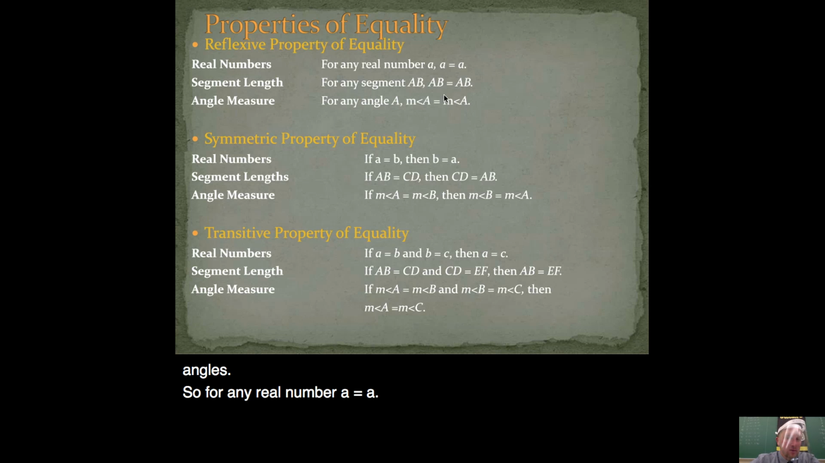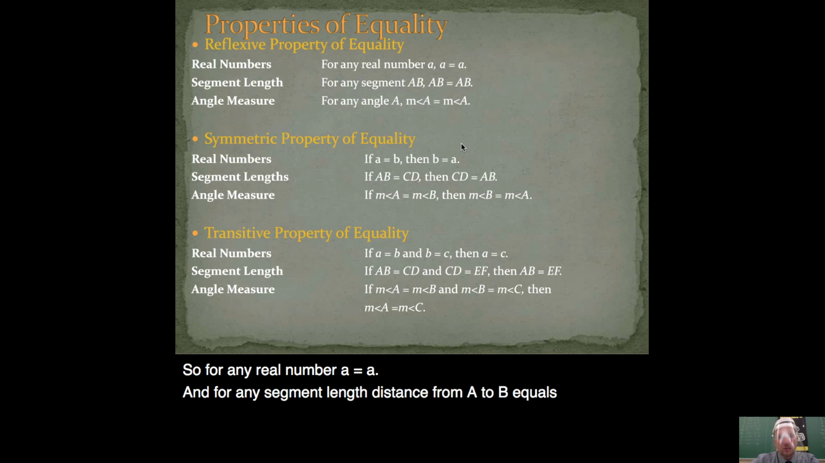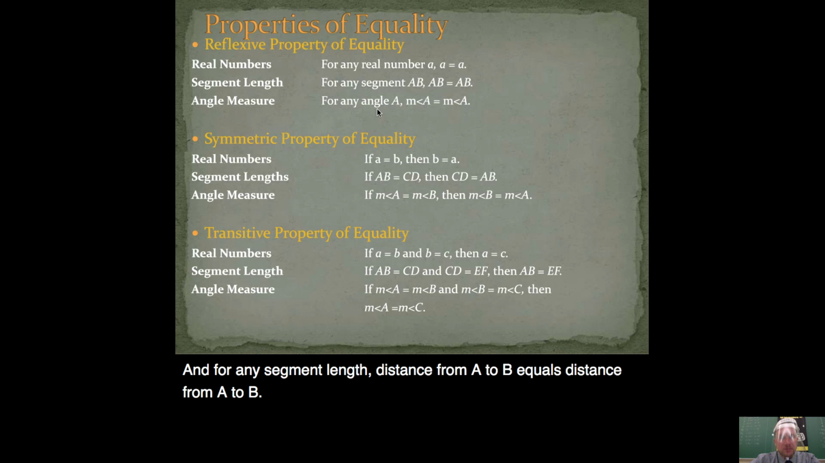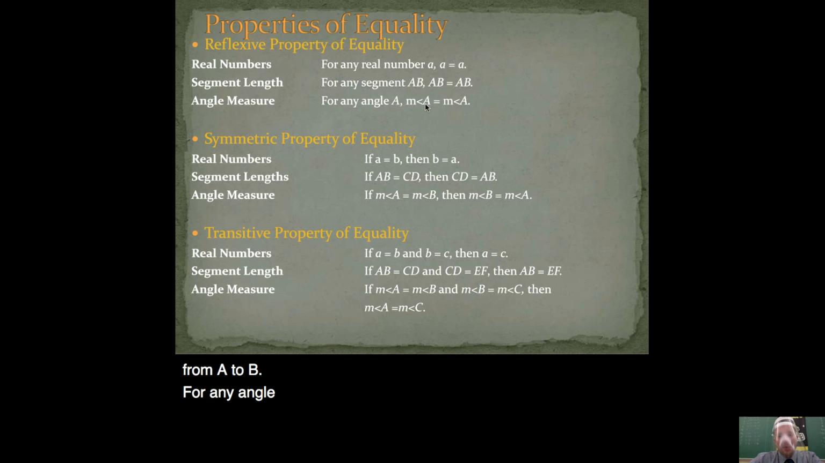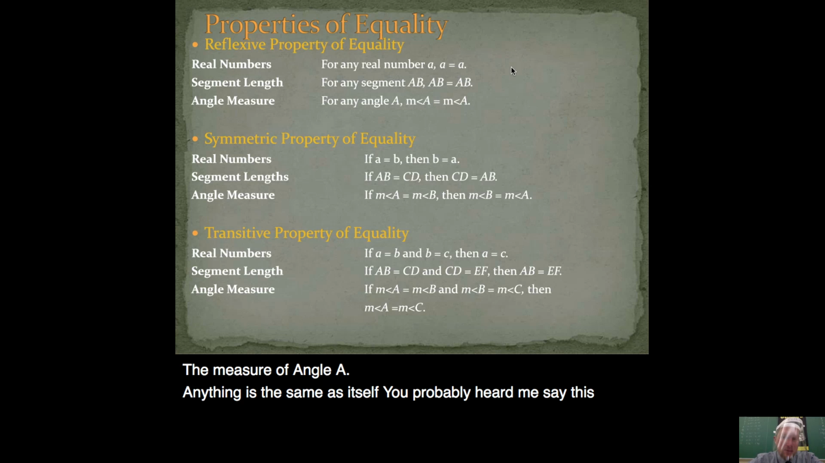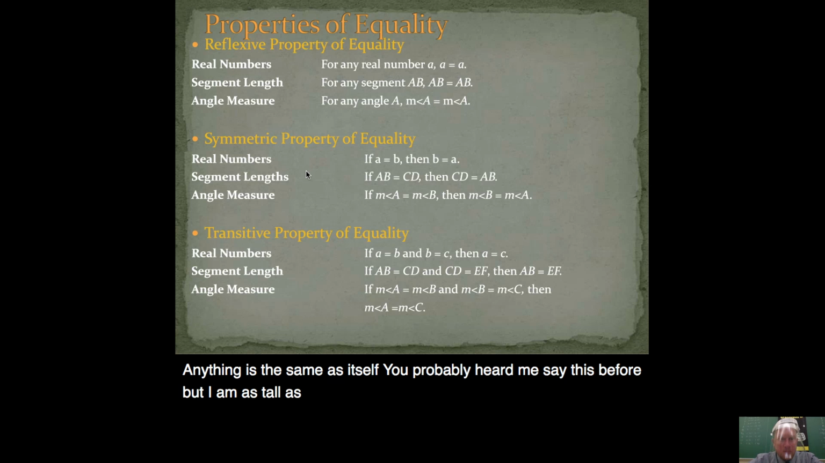For any segment length, the distance from A to B equals the distance from A to B. For any angle, the measure of angle A equals the measure of angle A. Anything is the same as itself. You've probably heard, I am as tall as myself.